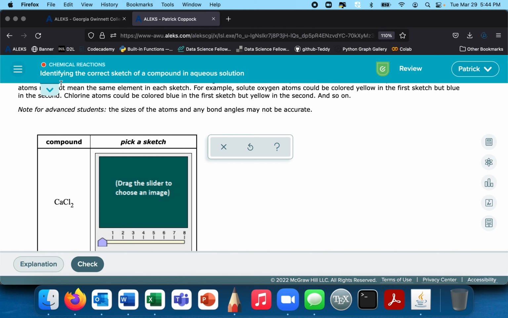Asking for help with identifying the correct sketch of a compound in aqueous solution. Identifying the correct sketch of a compound in aqueous solution.